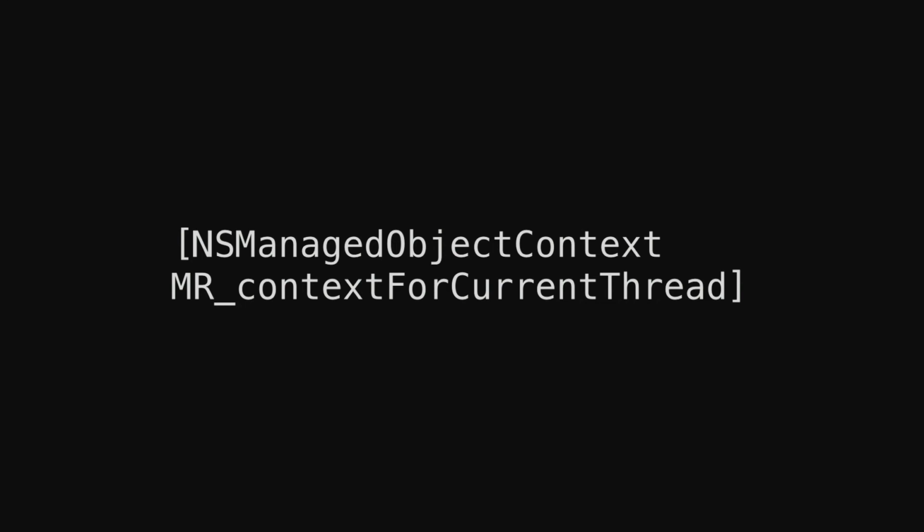This method has also caused me a lot of problems. This was a piece of code that was submitted by a user of MagicalRecord. What it did was check your current thread. If you look at NSThread, you can get the current thread, and you can also have access to something called the thread dictionary.